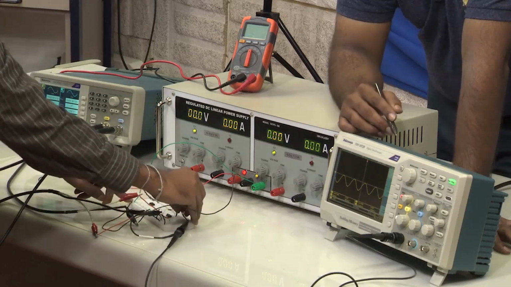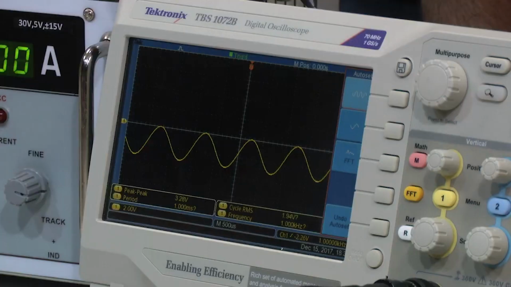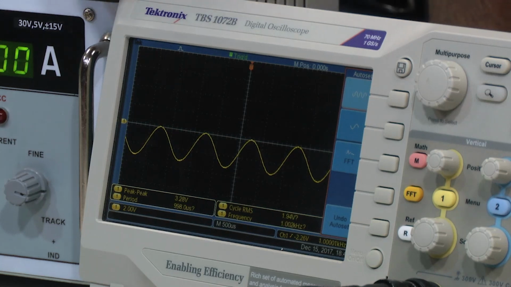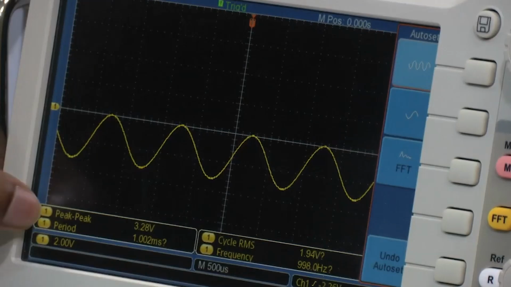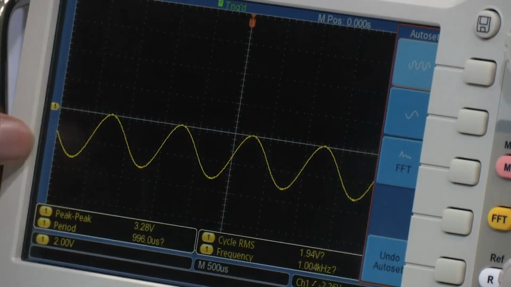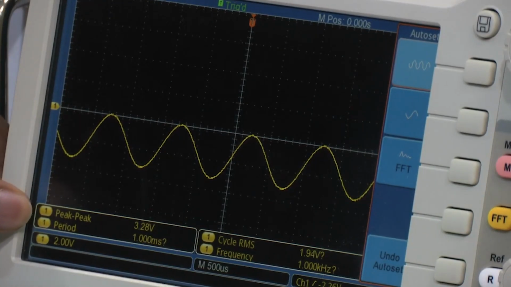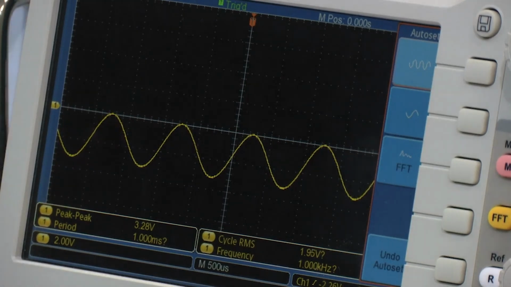Here on the oscilloscope, you will be able to see the output. Output is about 3.28 volts. You can see the yellow color peak to peak voltage, it is 3.28 volts peak to peak. That is because we added 1 volt plus 0.5 volts and multiplied by the gain, which is about 2.2. So yeah, that is fine.